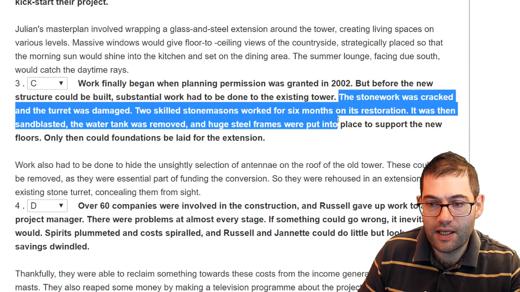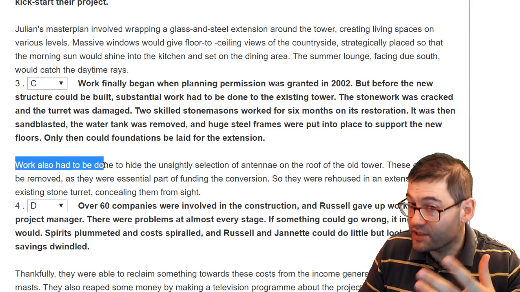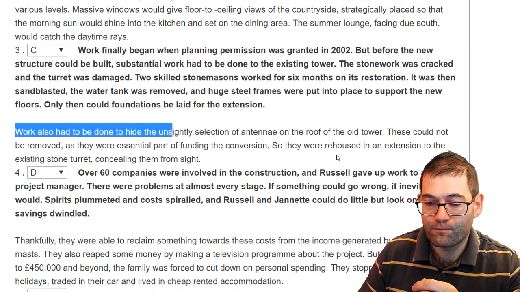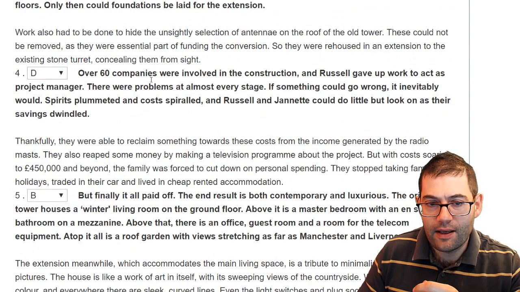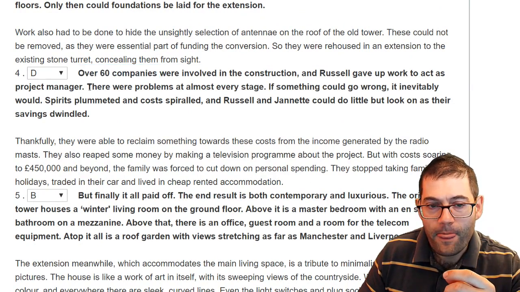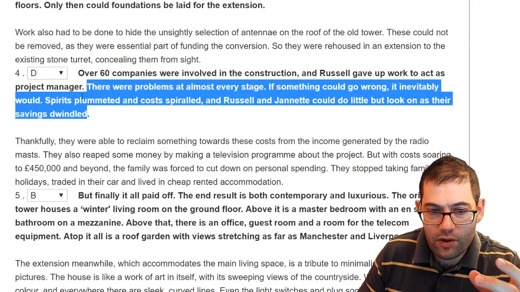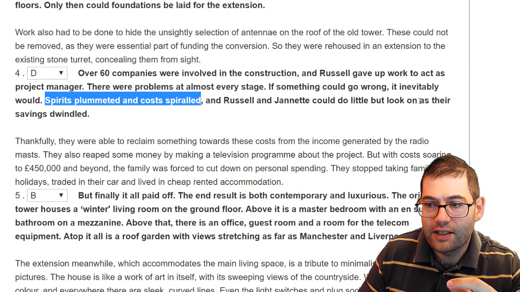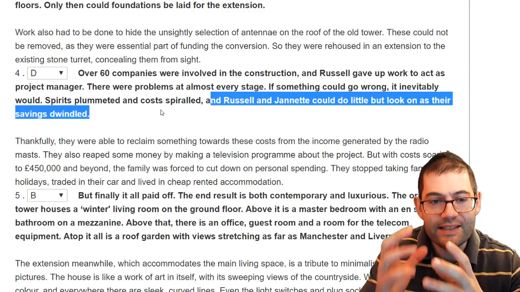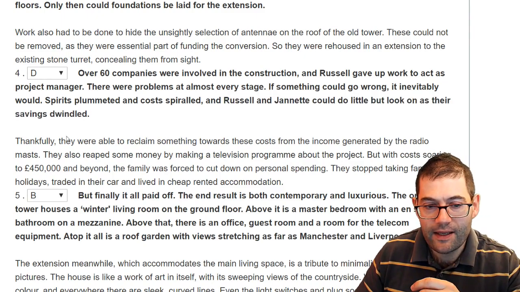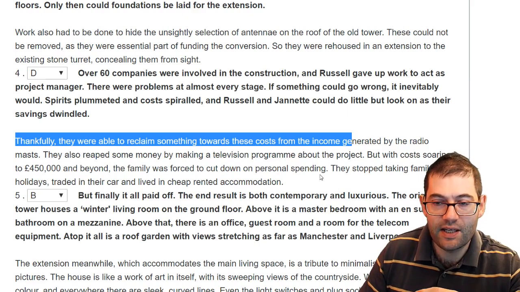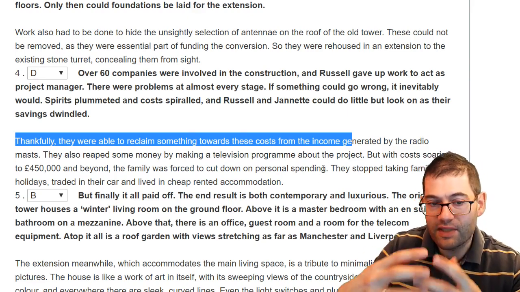And then it goes on to describe the type of work that has to be done, and then that links to this. It says work also has to be done on something else. So we've got the discussion about work and activities that had to be completed. And D talks about the amount of companies that were involved, but the most important bit was there were problems at every stage. If something could go wrong, it would. Spirits plummeted and costs spiraled. Russell and Jeanette could do little but look on as their savings dwindled. So here's that conversation about money, the fact that they're running out of money. And then that links straight away to they were able to reclaim something towards these costs from the income generated by the radio masks and by the television program. So that conversation of money is continued from D onto the next paragraph.